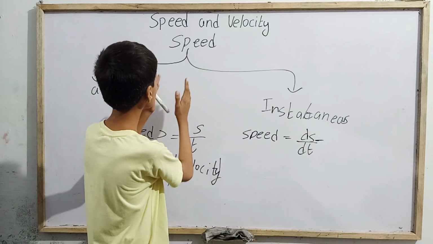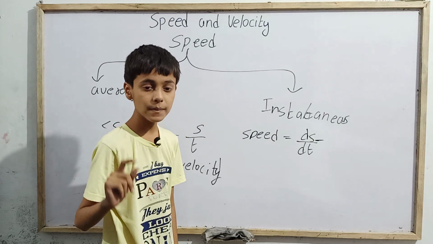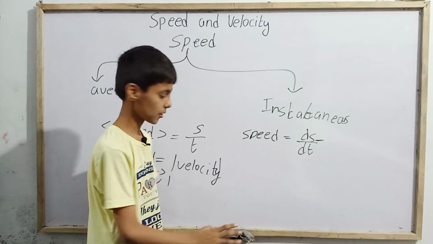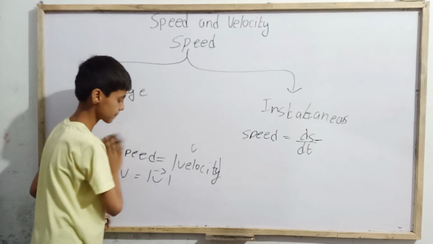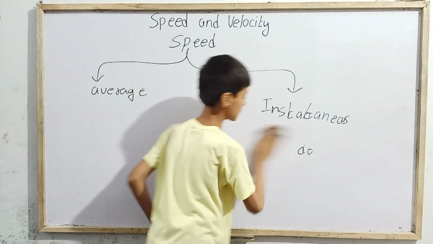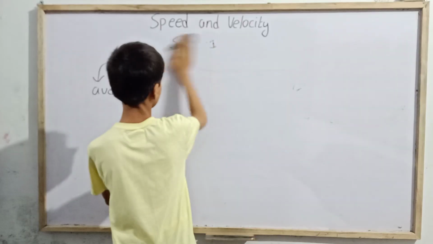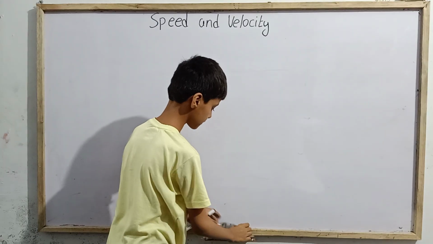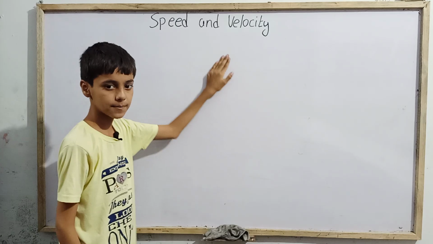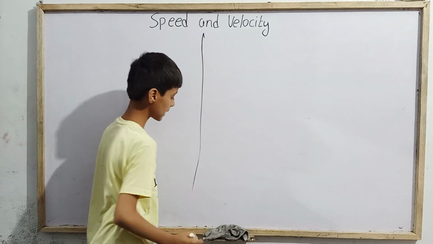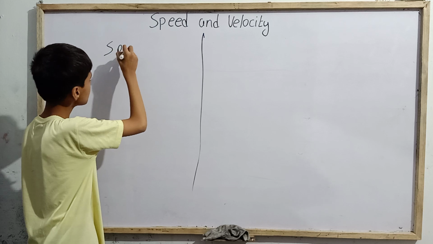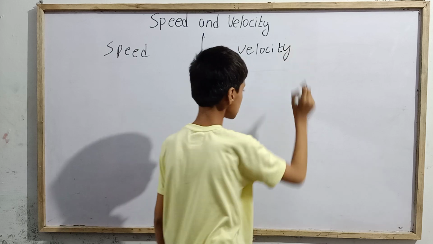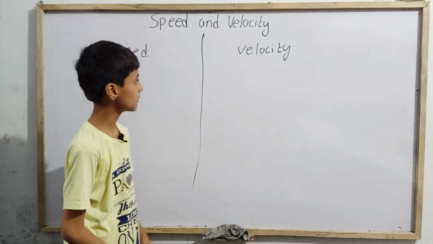Now we have done speed and velocity. The main point in this video is the difference between speed and velocity. First of all, let me erase this. Then, the difference between speed and velocity. Let me make a line here. Here let me write speed and here velocity.